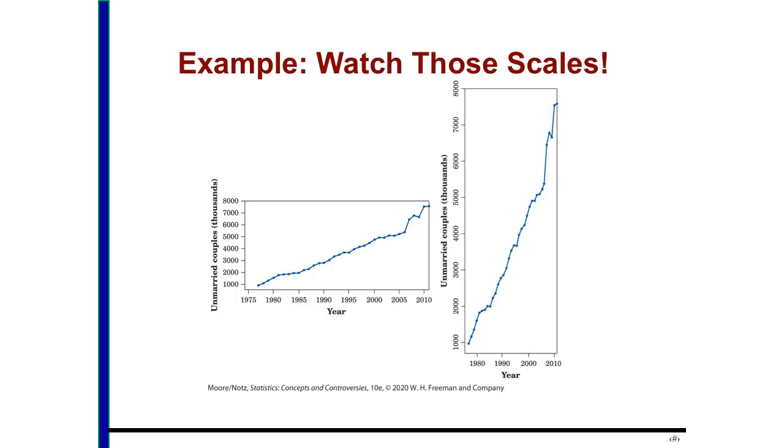You also want to make sure you watch out for your scales. If you notice, these two graphs are the exact same graph. The first one has years increasing by 5 years. The second one is increasing by 10 years. Also on your y-axis, there's a bigger gap between, like, 7,000 and 8,000. There are bigger gaps between the numbers, and it makes the data look different. It makes it look like in the second graph we have a sharp increase of unmarried couples, whereas if you look at the first one, you see it's a more gradual increase.